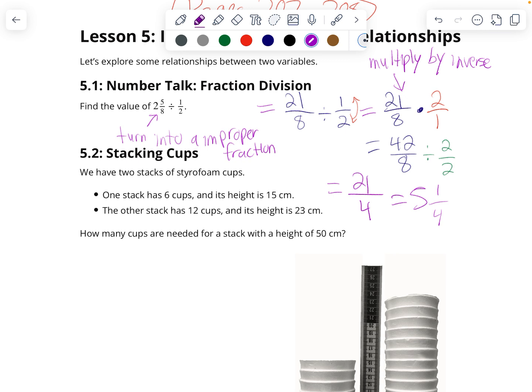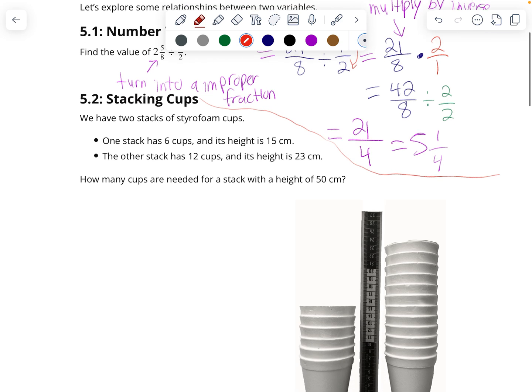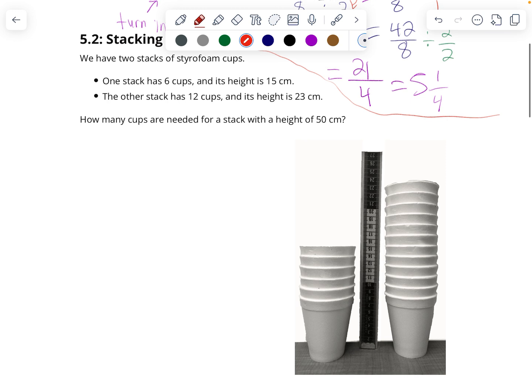I'm going to move on to 5.2. We are stacking cups. It says we have 2 stacks of styrofoam cups. There's a visual there for you already. One stack has 6 cups, and it's a height of 15 centimeters. And another stack has 12 cups and has a height of 23 centimeters. So it looks like this here is a 23. It looks like this here is a 15, right? So it says how many cups are needed for a stack with a height of 50 centimeters.